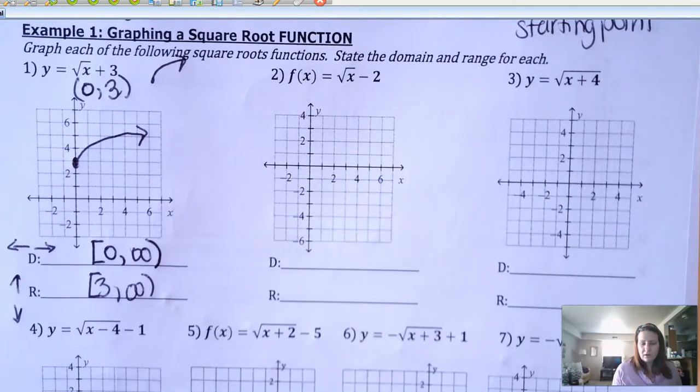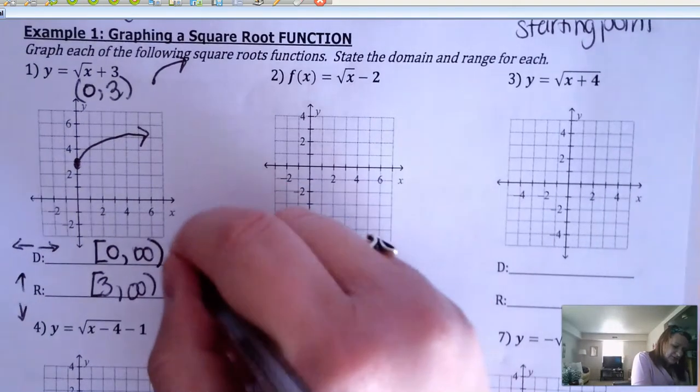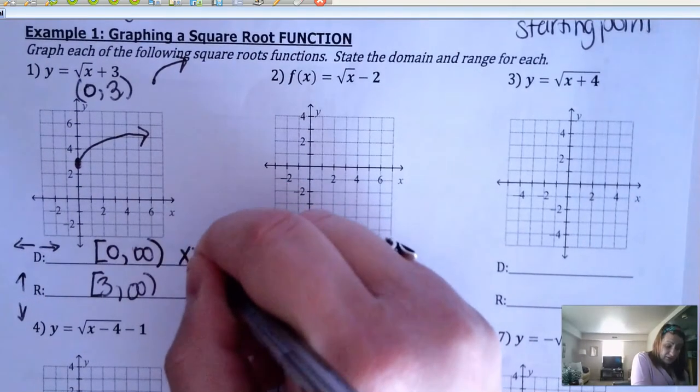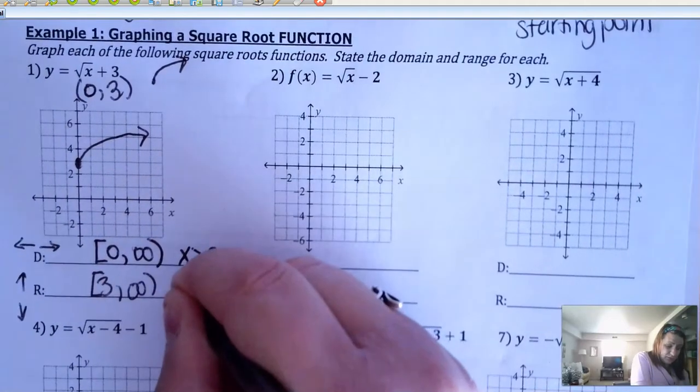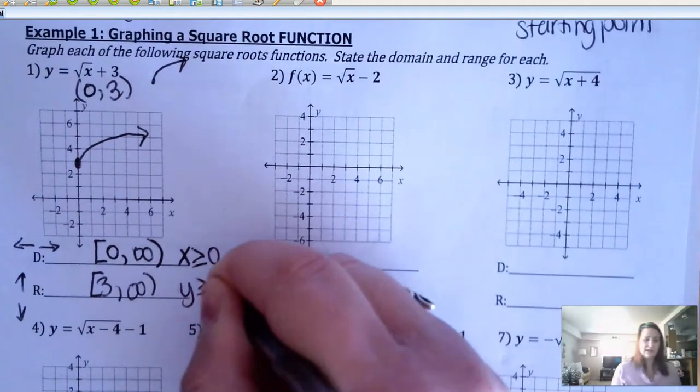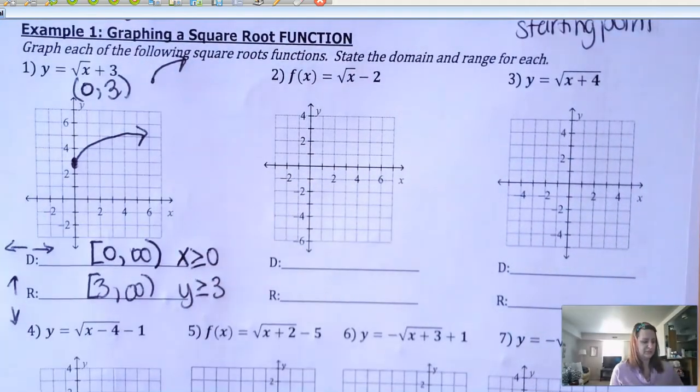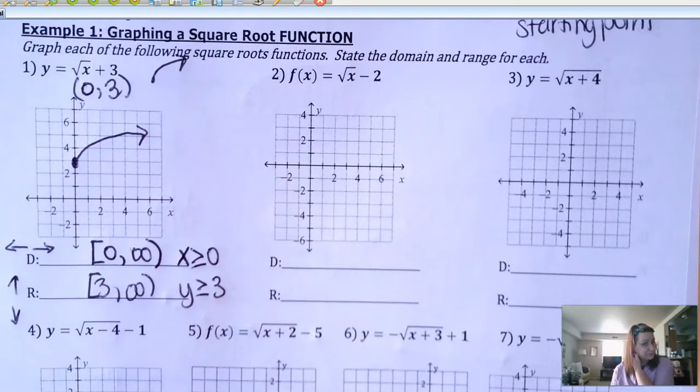If you prefer the inequality notation, we could do that too. This would be x is greater than or equal to 0, and this would be y is greater than or equal to 3. So interval notation and then inequality notation.